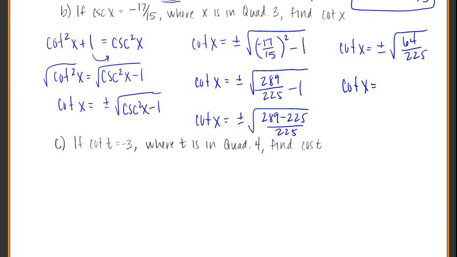And cotangent x is going to be plus or minus the square root of 64, which is 8, over 225, which is 15. And like what we did in the last problem right above this, we need to figure out, do we go with plus or do we go with the minus?